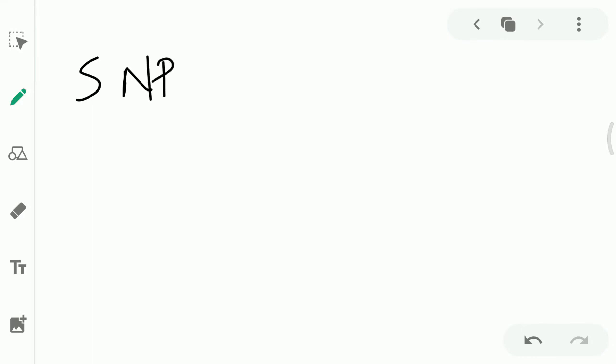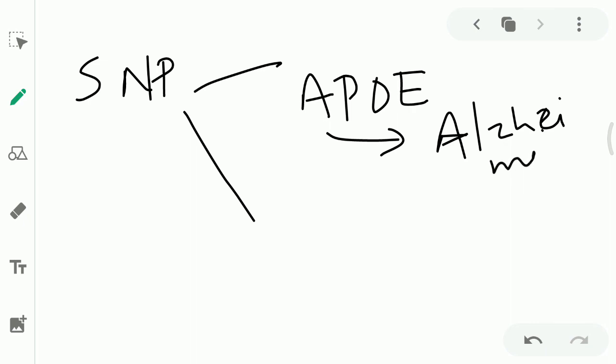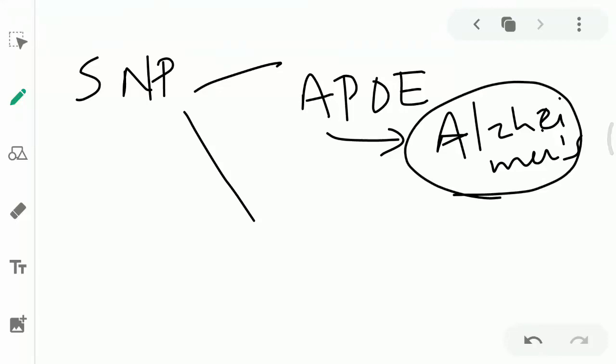Now, SNP could be beneficial as well as harmful. We'll tell you some examples. The APOE gene is actually related to Alzheimer's disease. A single base difference in this particular gene may result in susceptibility to this disease. So a small nucleotide change can make the individual have this disease, as opposed to the individual without this disease. So SNP has a role.